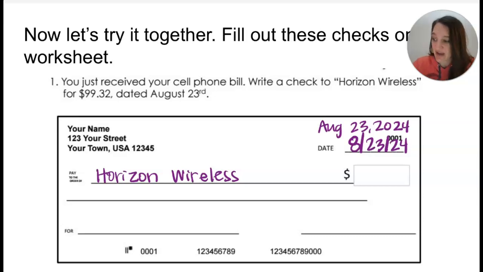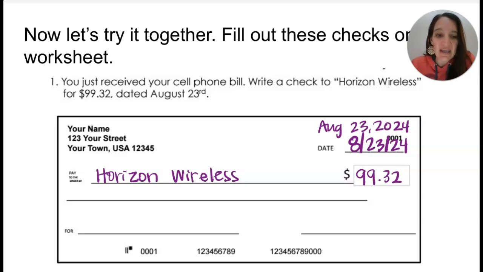And I just learned something. When you are writing in the amount, you should go as far to the left of the box as you can. Because if I were to write it like this, someone could get their hands on my check in some way, and they could go whoop, and now that check is $199.32 instead of just $99.32. So make sure you put it all the way to the left.